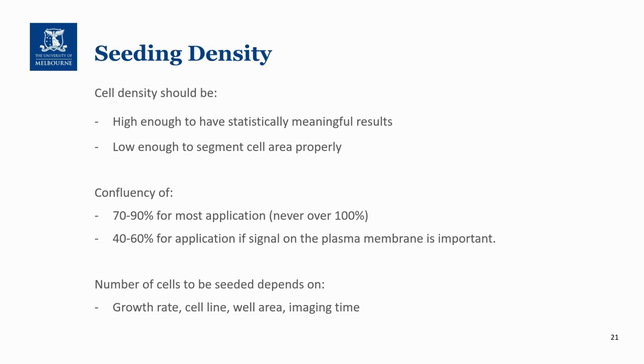A final note about sample preparation is to adapt your seeding density to suit the type of imaging you will be doing and the subsequent image analysis. So it should be high enough to have statistically meaningful results, but low enough to segment cell areas properly. Generally, the confluency of your sample should be 70 to 90% for most applications, but never 100%, and 40 to 60% for applications if the signal is on the plasma membrane. Other factors to consider when planning the seeding density are the growth rate, the cell line you'll be imaging, the well area, and how long you will be imaging them for.